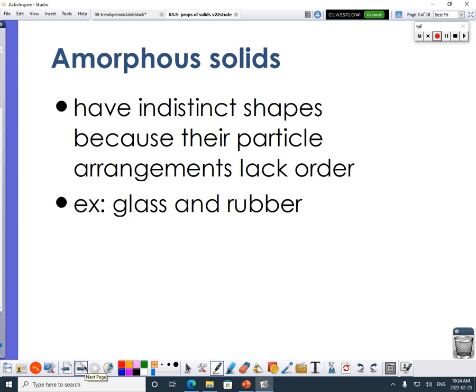So amorphous is lack of order, indistinct shape. Glass and rubber are examples. So you could have dark glass, you could have clear glass, you can have frosted glass, you can have stained glass. Very unpredictable. So basically after this slide, this is it. This is the only time we're going to talk about it.